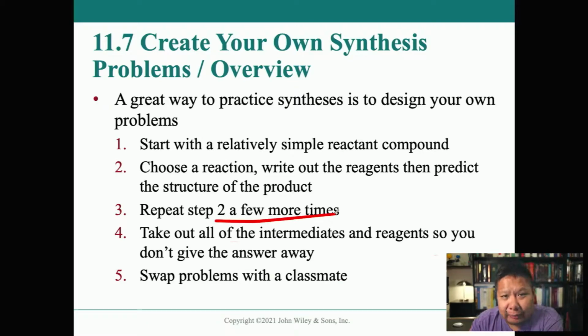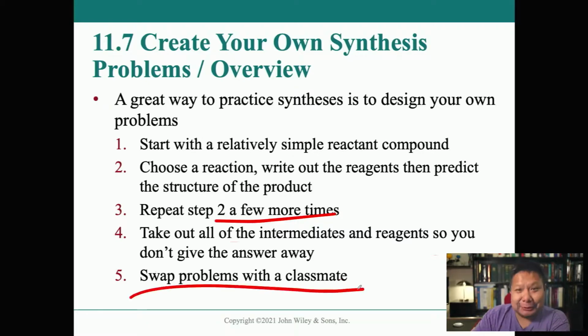Take out all the intermediates and reagents so you don't give away the answer, and swap problems with your classmate, which you can't really do very well right now when the class is completely online. But I'll help you out with that by assigning you some assignment problems, okay?